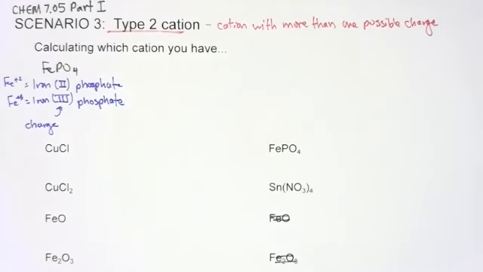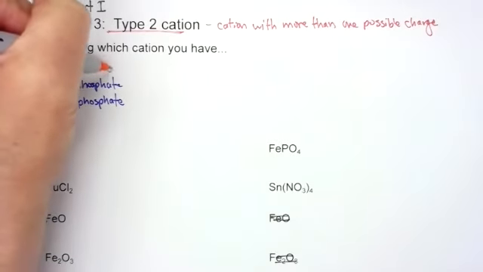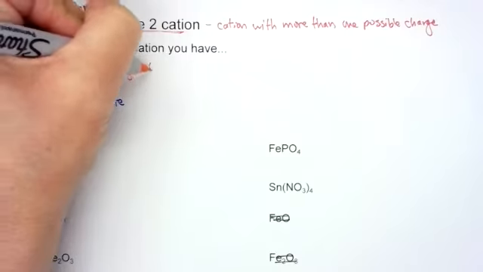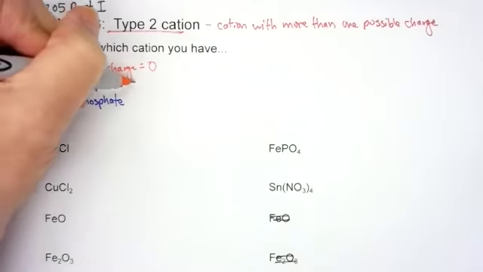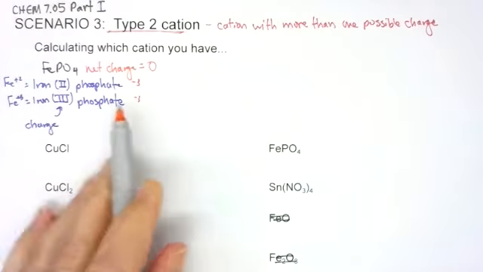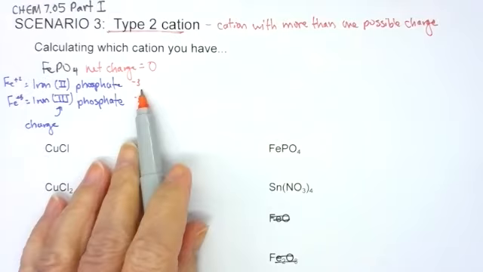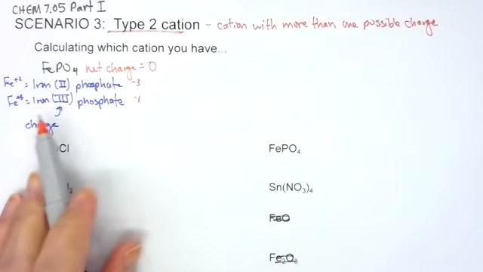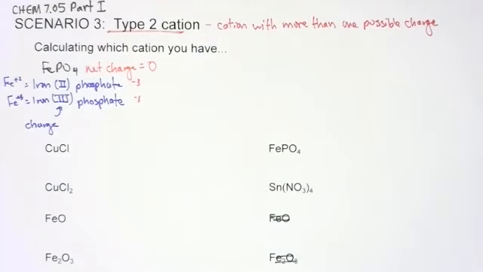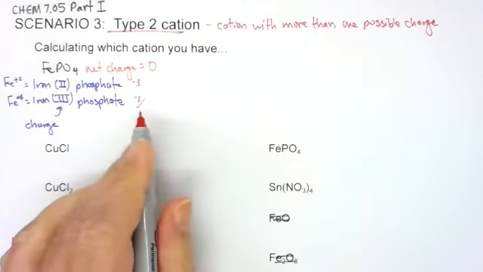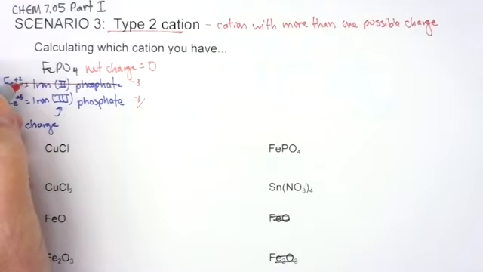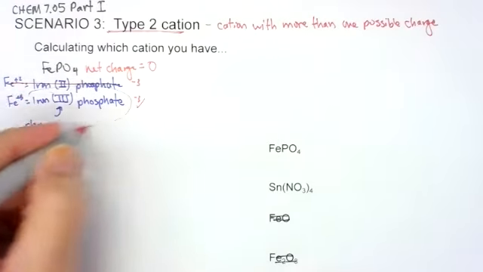And the way we're going to solve this is you have to remember that the net charge has to equal 0. So our net charge must equal 0. Phosphate has a charge of -3. If I have iron with a +2 charge, does that end up being 0? Nope. If I have a +3 charge, does that end up being 0? Yes. So that tells me this is the only one that has a net charge of 0. So that means this can't be the correct answer. So it has to be iron 3 phosphate.